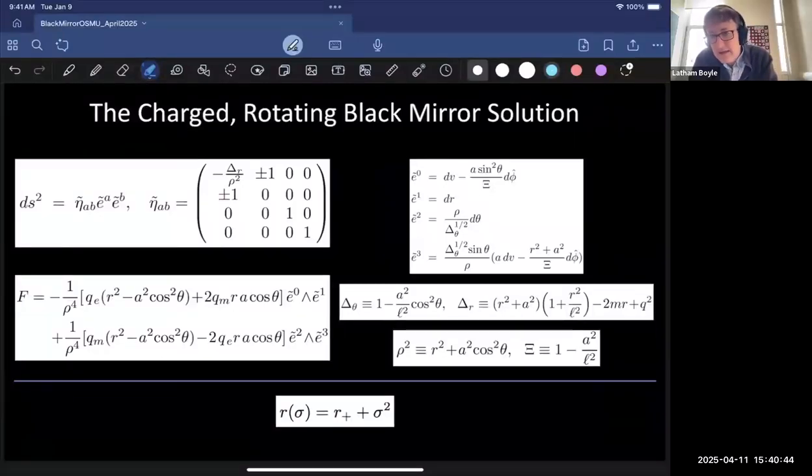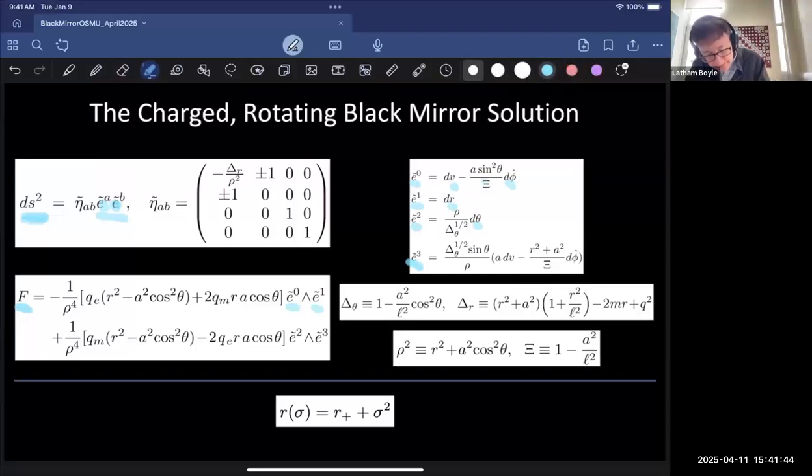So far I've been discussing the uncharged, non-rotating black mirror, the Schwarzschild black mirror, if you want. In our paper, we give the more general charged rotating solution. So this is the most general stationary black mirror. I won't go through this in detail, but basically you can express the line element in terms of these tetrad 1-forms, epsilon A and epsilon B. And you can also express the electromagnetic field strength 2-form F in terms of the tetrads E twiddle. Here explicitly is how the four tetrads are given in terms of the coordinates. These are expressed currently in terms of V and R coordinates, and theta and phi.